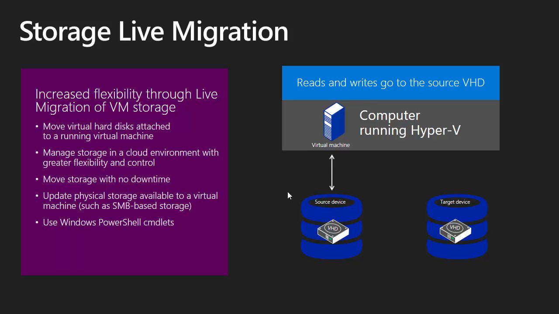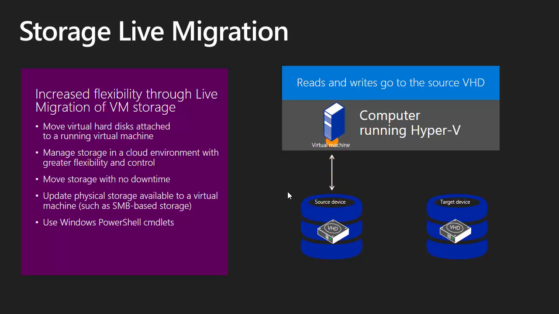Now, there have also been changes to storage live migrations. So in the last scenario, you saw that we needed to change the Hyper-V host that we were connecting into. In this case, we just want to move where the VHD or VHDX files are located. And here we see source device and target device as where the VHD files are located. These could be local, they could be on the network, it could be 2 drives within the same server, it could be 2 drives or 2 shares across the network.